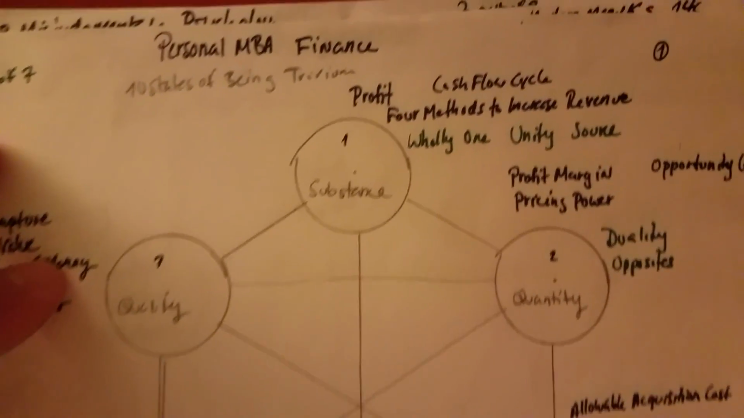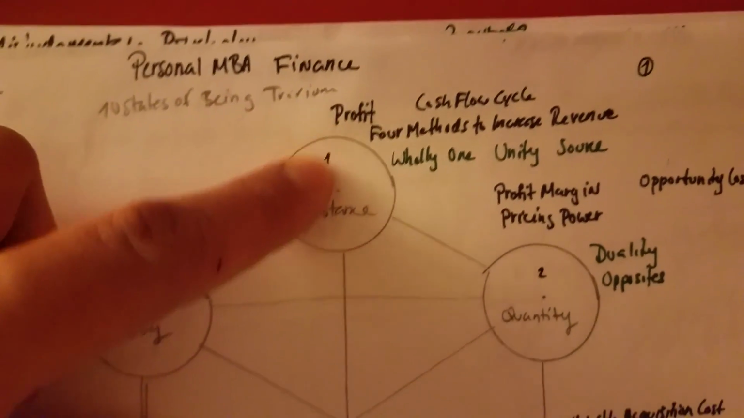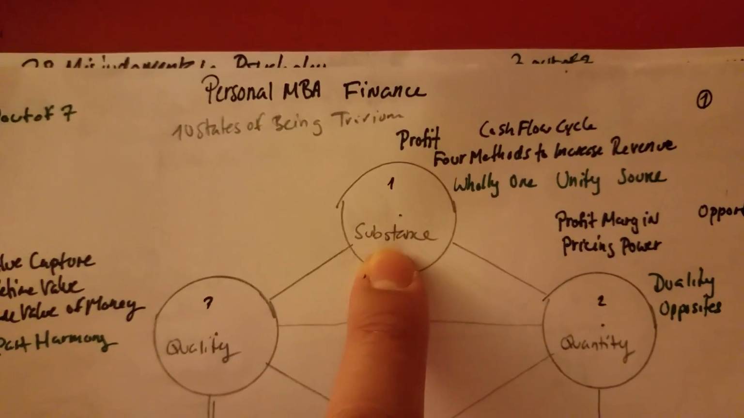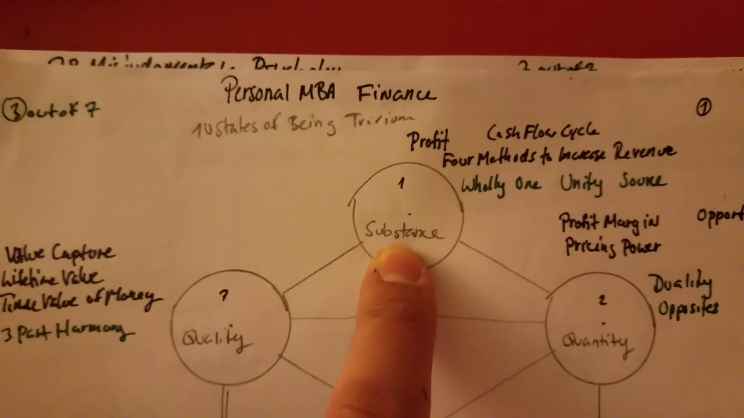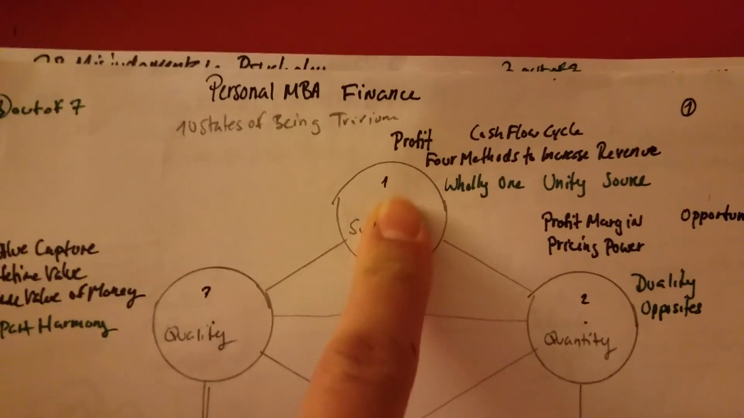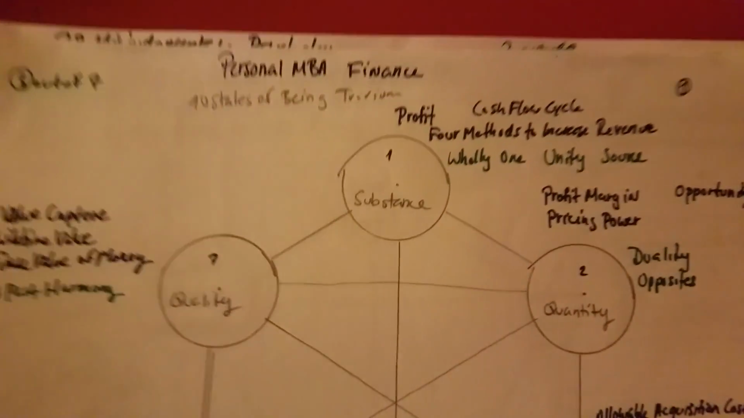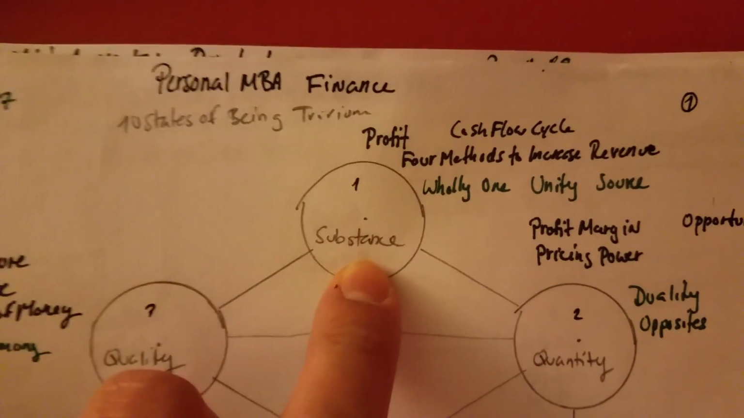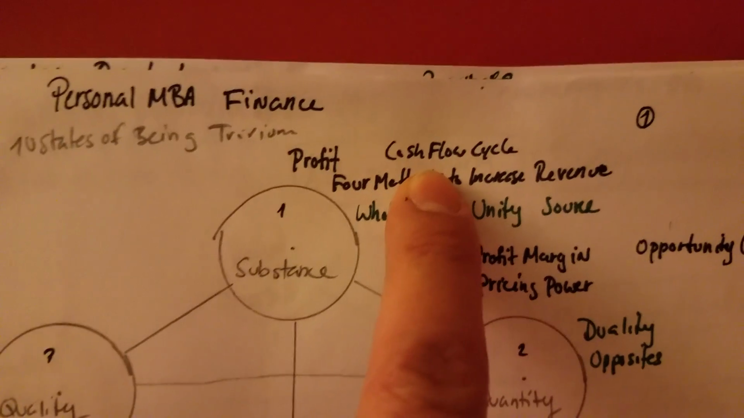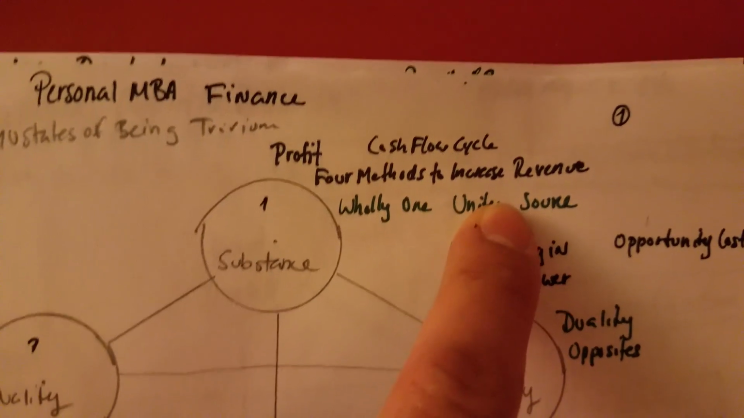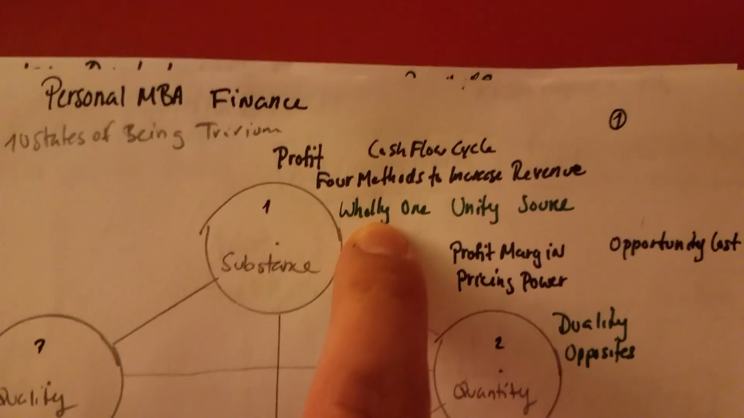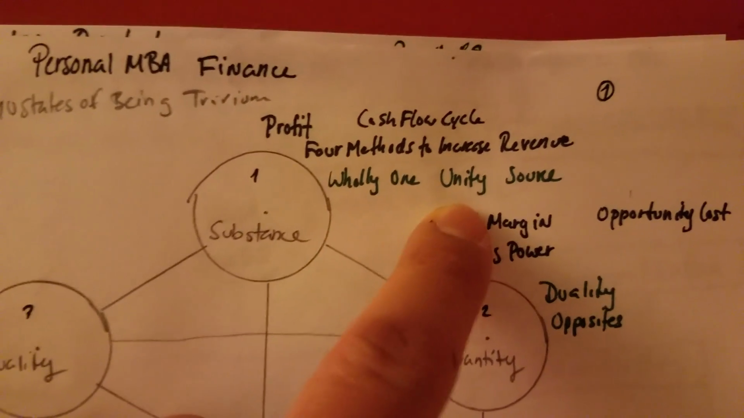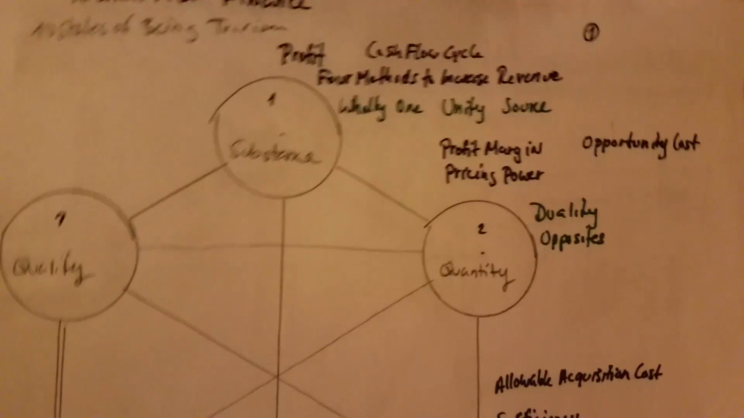The first one I did, of course, was profit, and the reason I put this in number 1, which corresponds to substance in the Trivium, one of the first states of being, is that profit is basically the main goal of a business. You could say it is the substance of the business. And from there you have cash flow cycle, 4 methods to increase revenue. And then here are some abstract ideas that go along with the principle of one: holy one, unity, source, the source of all.